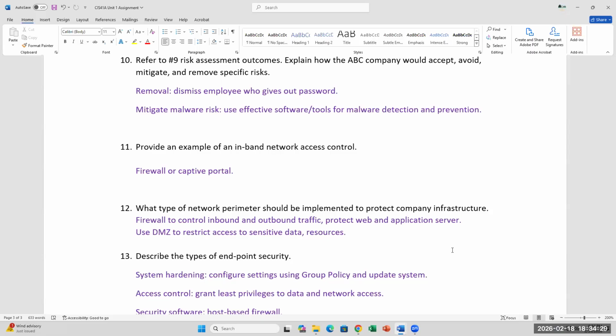Then for 12, it says, what type of network perimeter should be implemented to protect the company infrastructure? So when we say infrastructure, it really entails all your server systems. If you have multiple data centers, all your data centers. It could also have your applications. So it would be everything that would make your system work.